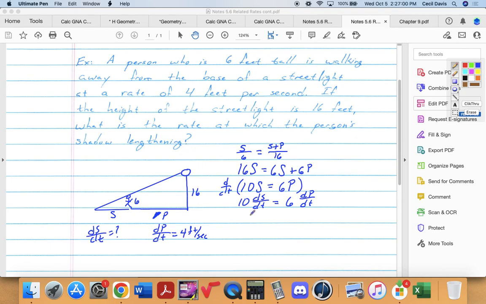Well, I know dP/dt, so I'll substitute that in. 10 dS/dt equals 6 times 4. So dS/dt is going to be, that's 24 divided by 10, is 2.4 feet per second. So no matter where he is, his shadow is going to be lengthening at the same rate.